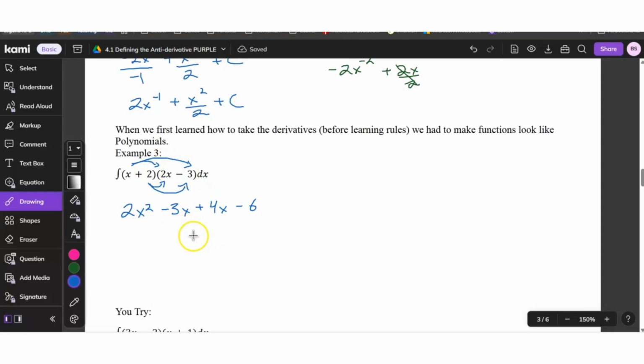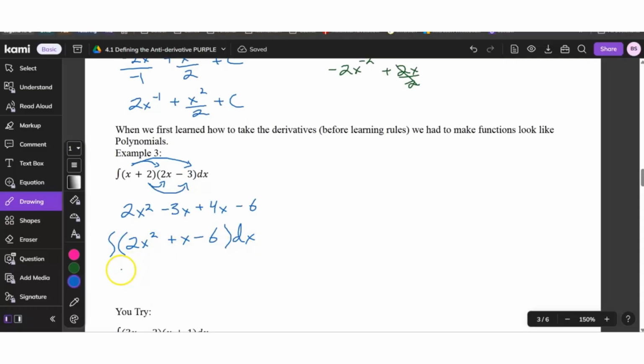Not quite there, because now I should combine those middle terms, so I'd get 2x squared plus x minus 6. And now I can go back to the fact that I'm going to take the integral of that. All right, so I'm going to do the integral of this now.